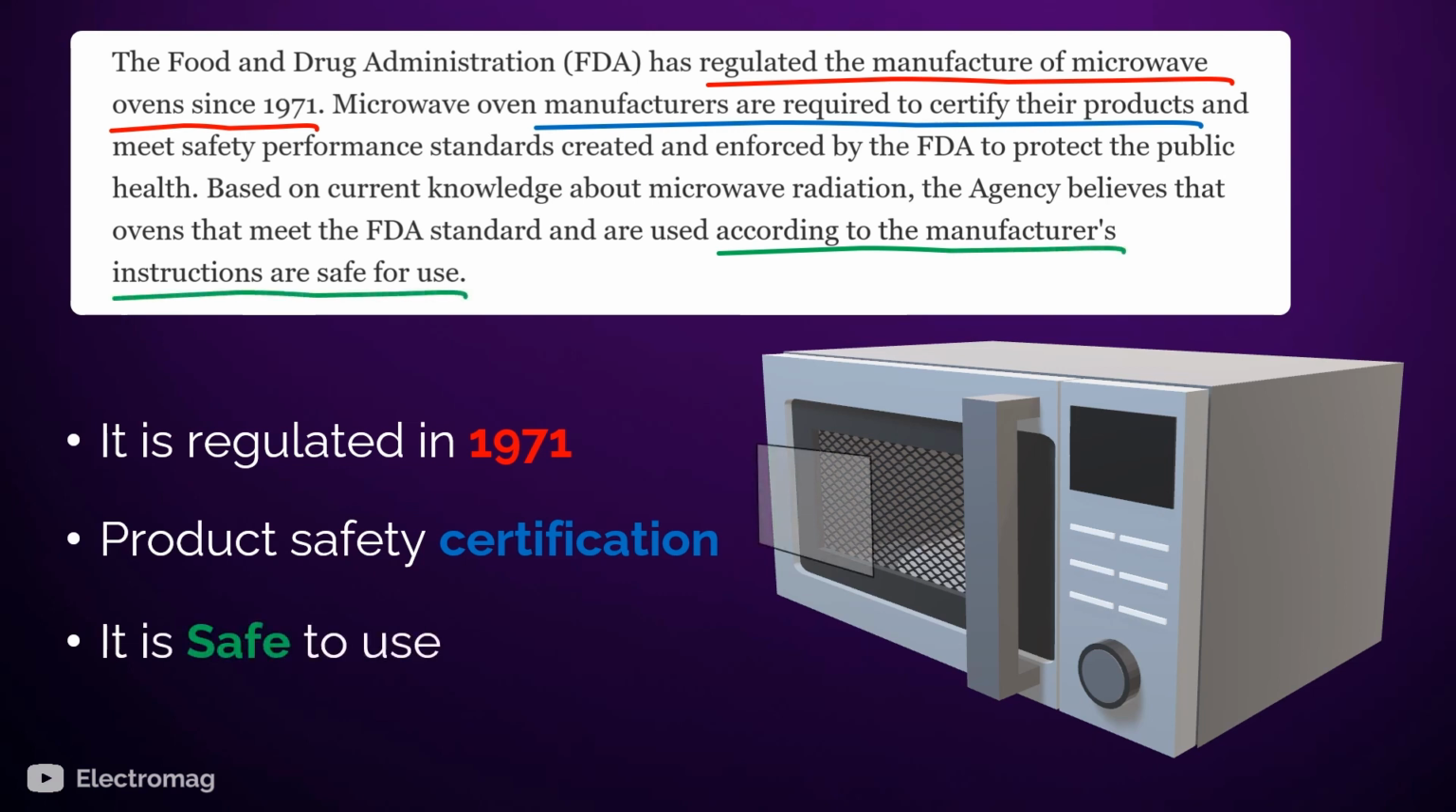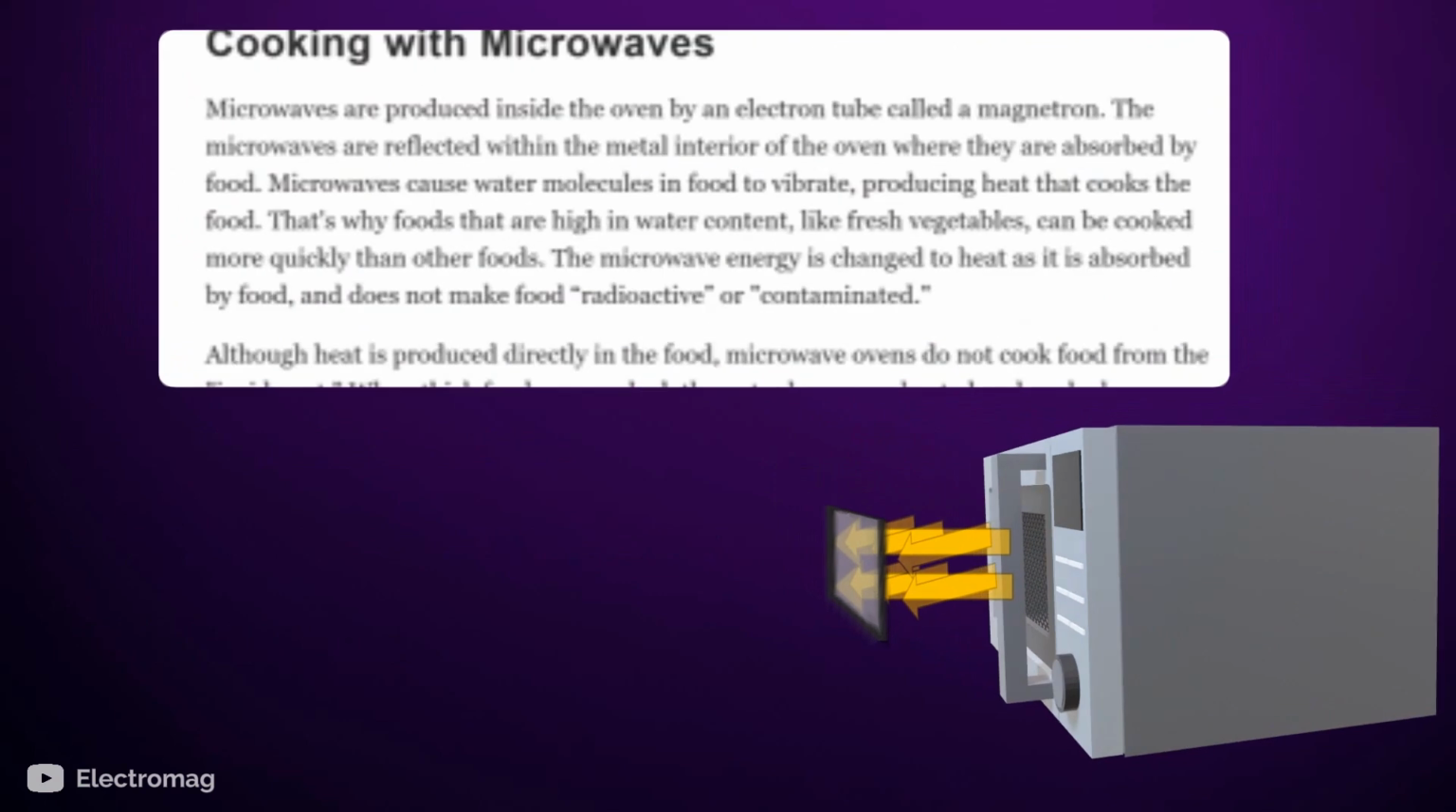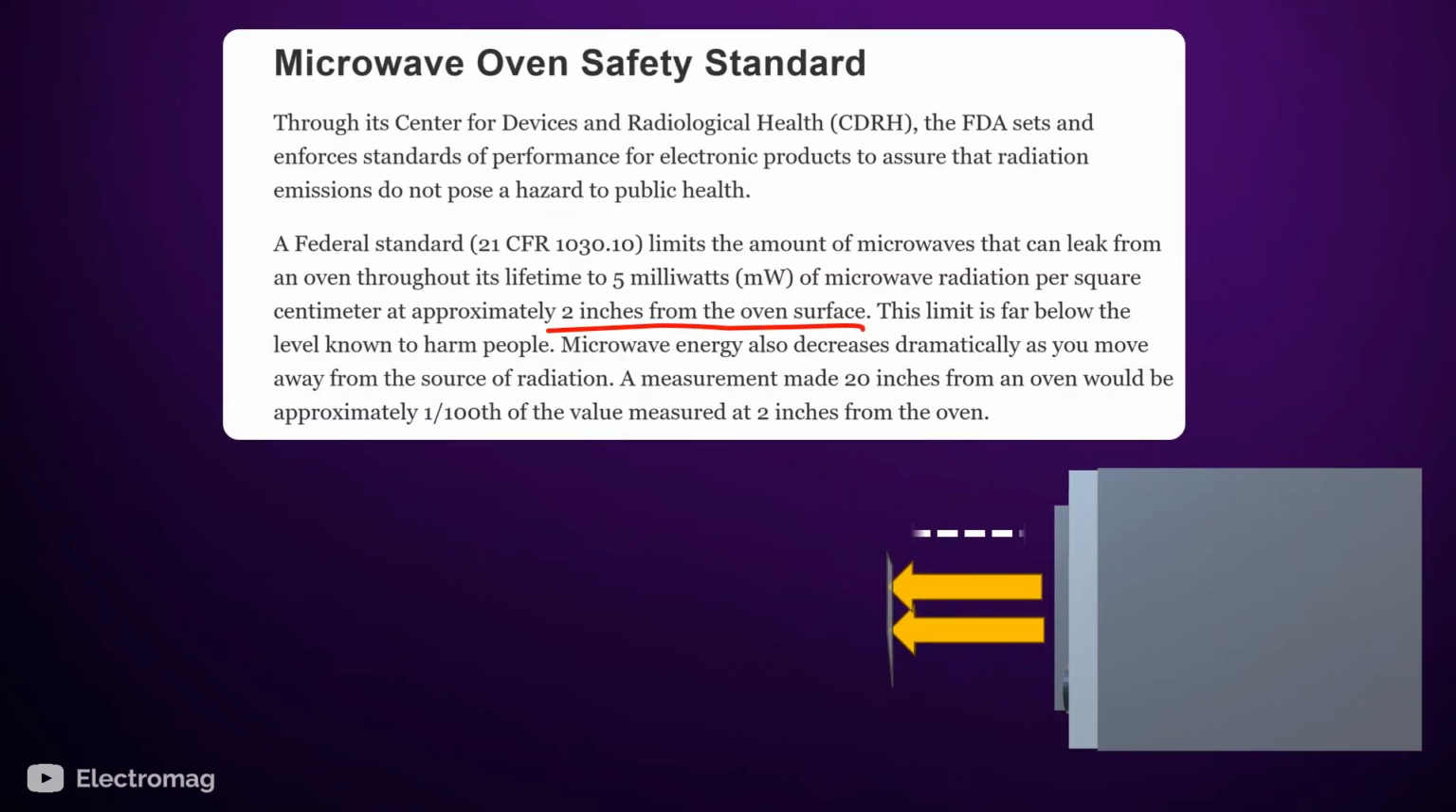But it is important to understand how they consider the health hazard. The parameter they consider for that is the power density, which is the amount of power radiated toward humans in a square centimeter. The limitation indicates that if the power density of a microwave oven is below 5 milliwatts per square centimeter at 2 inches from the surface, it is considered safe to use.